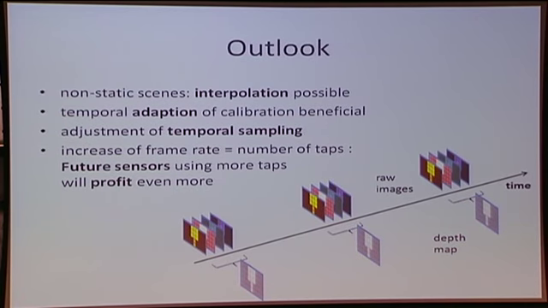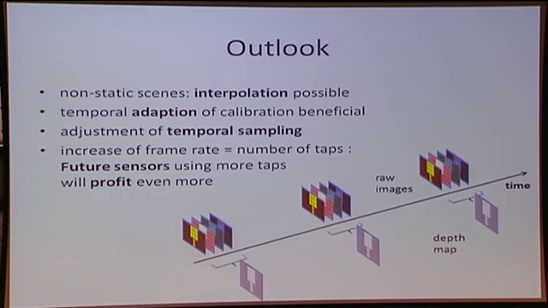To give an outlook, our technique now uses static subsequences. If these are not given in certain applications, it would be possible to use a temporal interpolation of the raw data signals. These estimated calibration parameters are not stable over time because they depend, for instance, on the temperature of the system. So it would be beneficial to introduce some temporal adaptation of the estimation process.